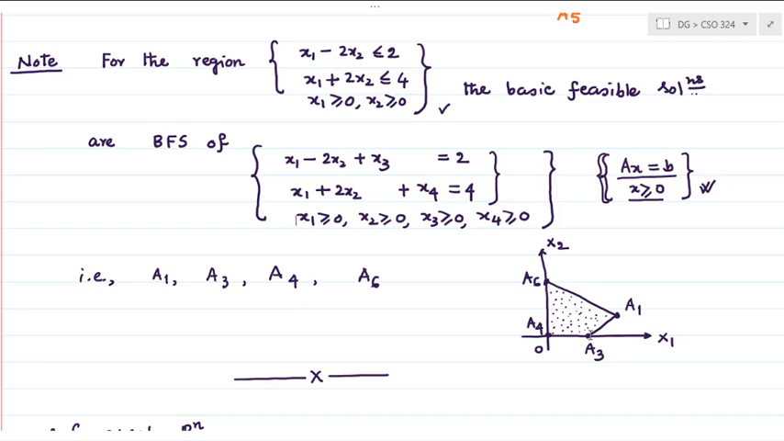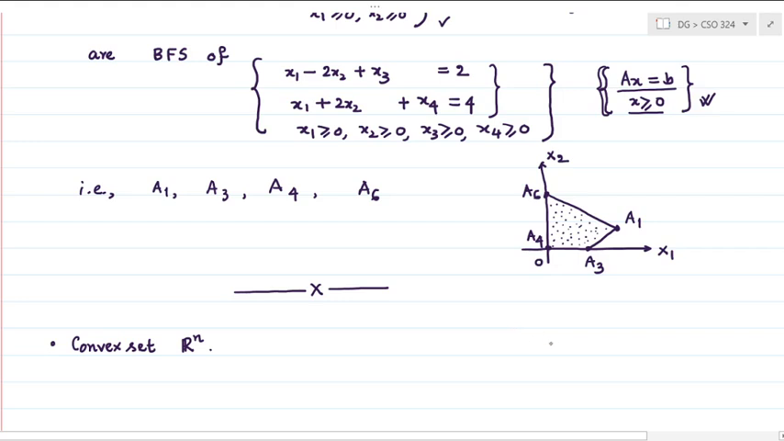So for any given linear inequality region, which will be presented in a certain matrix form, Ax less than or equal to b together with x greater than or equal to 0, or you take it in the standard form Ax equals b together with x greater than or equal to 0, we will prove that the basic feasible solutions of this region, which is coming from a set of linear inequalities, are precisely the vertices of the geometric region in the n-dimensional Euclidean space corresponding to the set of points x in Rn such that Ax equals b, x greater than or equal to 0.